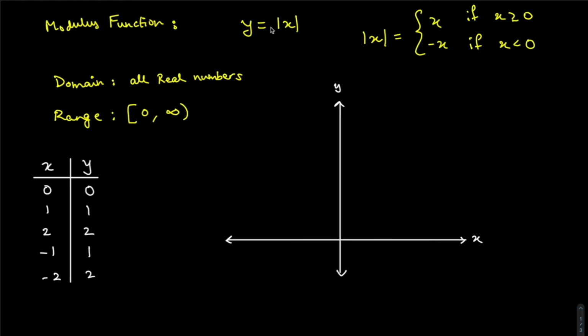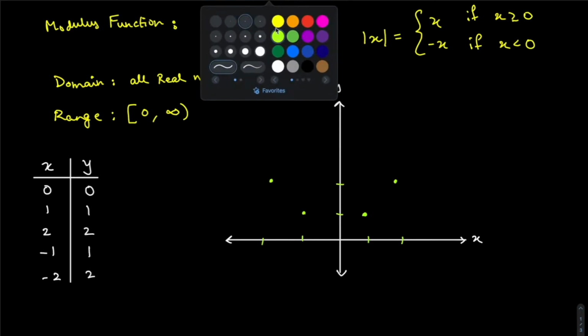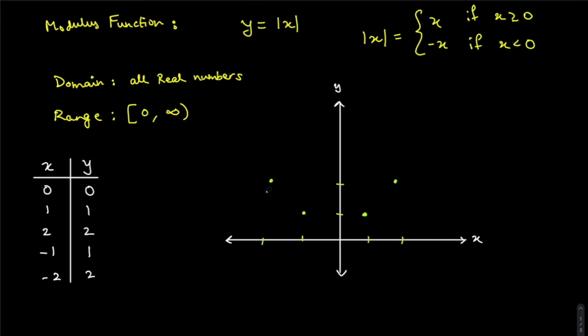So let's go ahead and plot these points. I'll take line. So I'm gonna get 1, 1 right here, 2, 2 right here, minus 1, 1 right here, and minus 2, 2 right here. So essentially, now if I plot this line, I'm gonna get something like a V, like this and like this, all right?